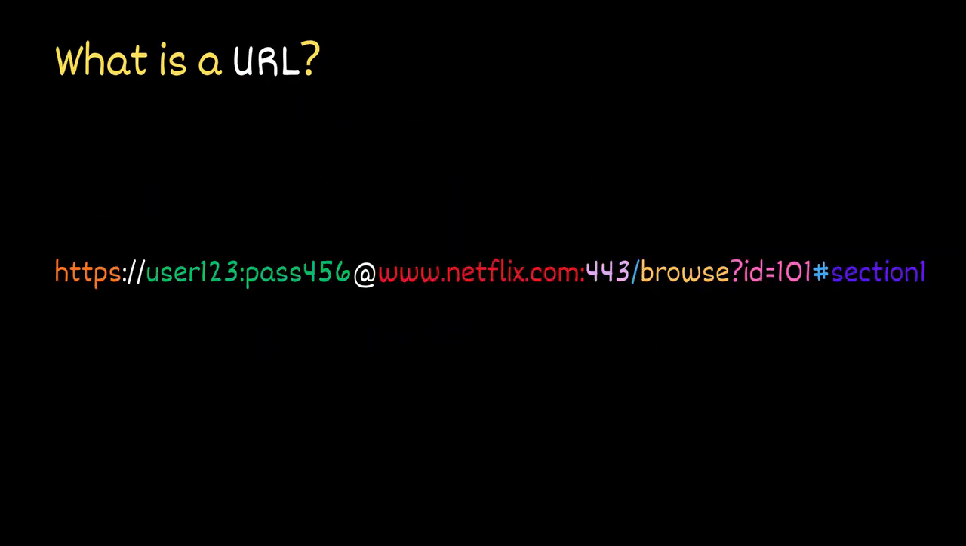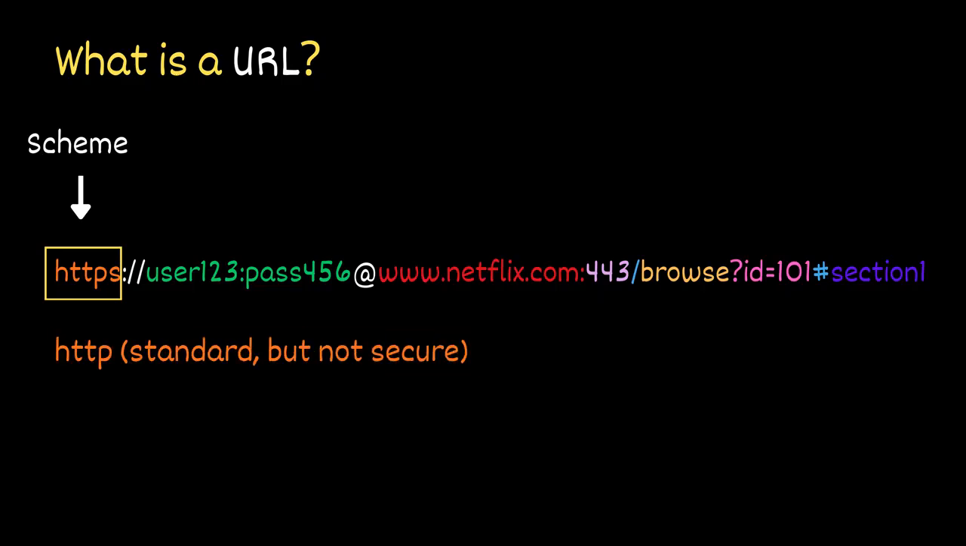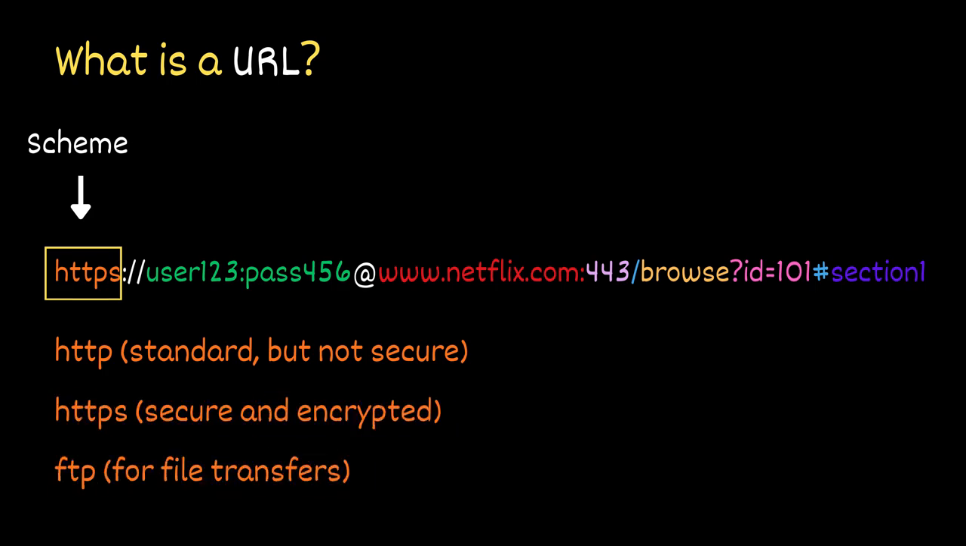Here's an example of a URL with extra parts included to help us learn. Let's break it down. First is the scheme, here HTTPS. The scheme tells the browser how to talk to the server. Usually it is HTTP, which is the standard, but it is not secure. HTTPS, which is secure and encrypted, or even FTP for file transfers.